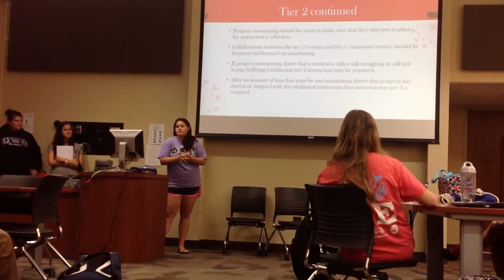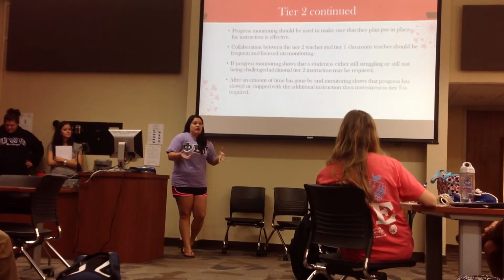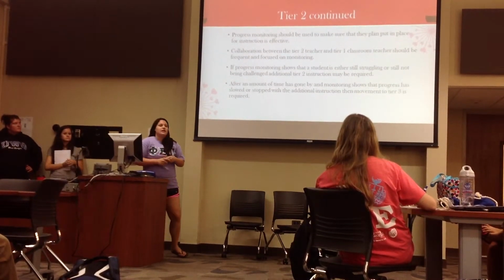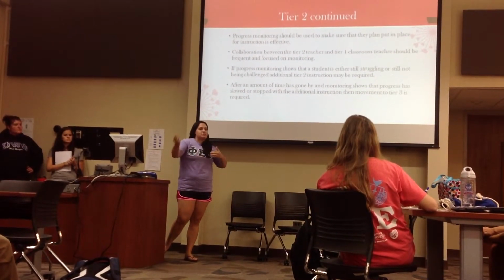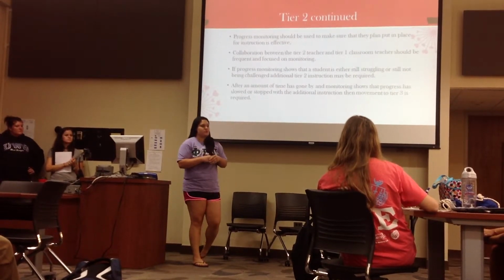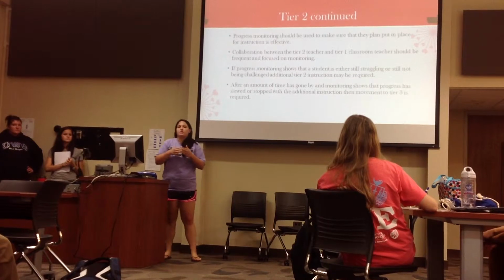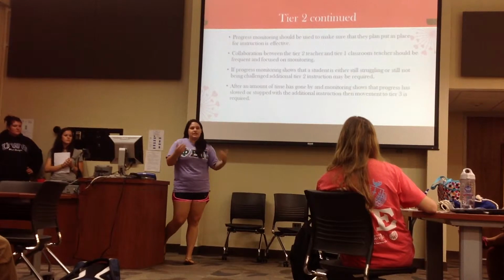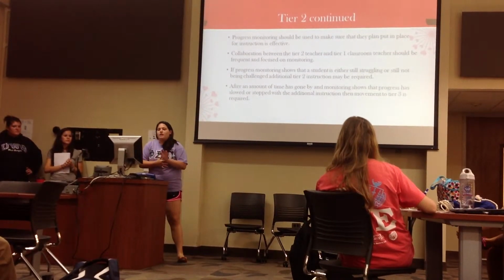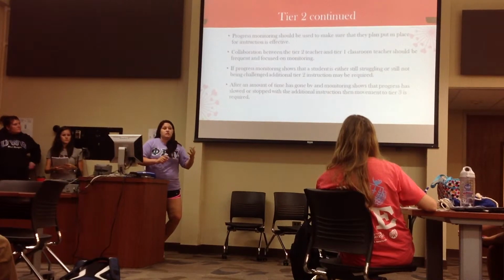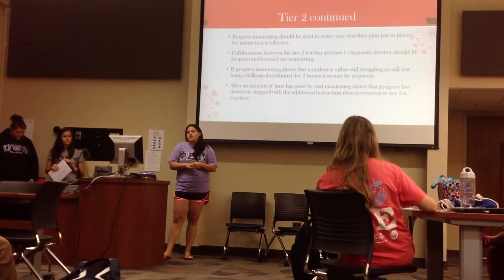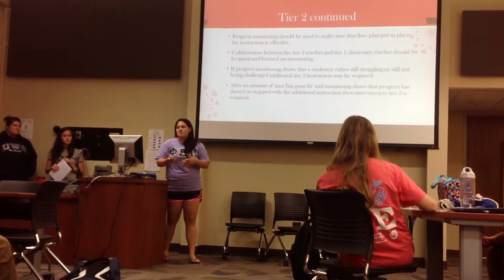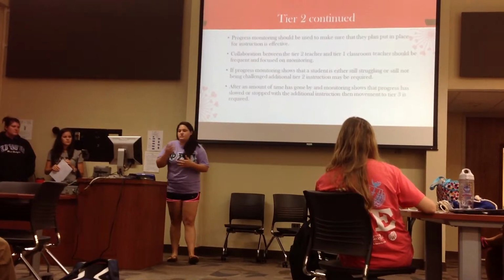Progress monitoring should be used to make sure that the plan put in place is being effective. There should be collaboration between the Tier 1 teacher and the classroom teacher. Say they need extra help with reading, a literacy specialist would come in to help, but they need to be talking with the general ed teacher to make sure the plan they have in place is being effective. If the progress monitoring shows that the student is either still struggling or still not being challenged, then additional instruction will be required. After so much time, which could be weeks, maybe a month, if they see that's still not helping, then they'll be moved to Tier 3.